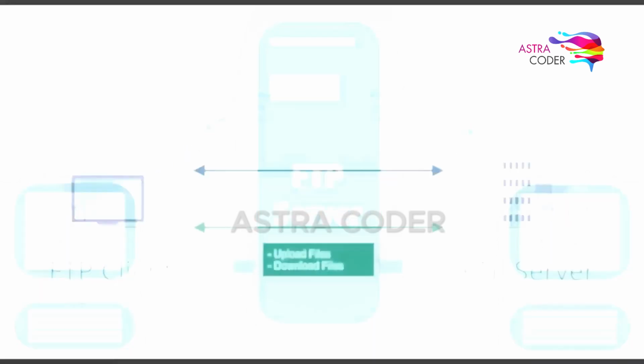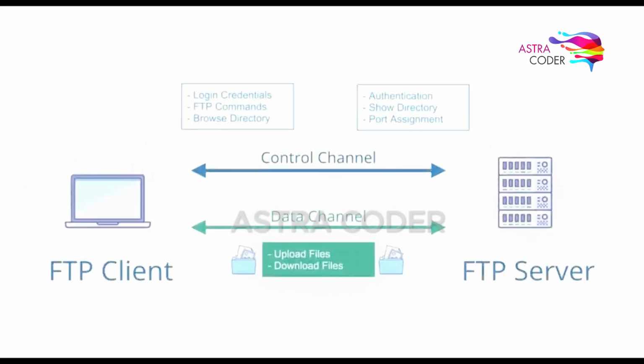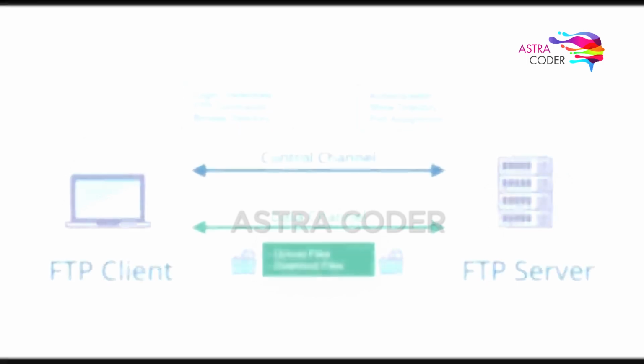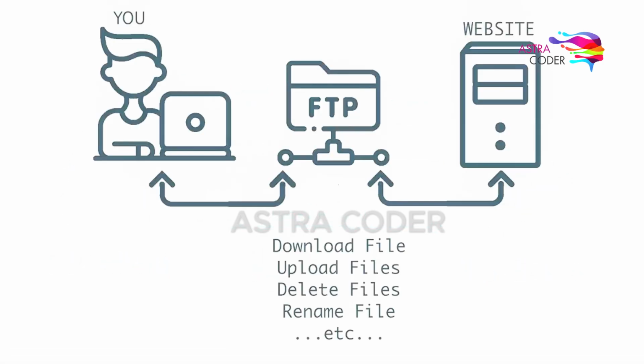FTP uses two channels for communication. Command channel, used by the client to send commands to the server, such as requesting files or directories. Data channel, used for actual file transfers. When a client requests a file, the server opens a data channel to transfer the file to the client. Clients can perform various actions on files using FTP, including downloading, uploading, editing, copying, and deleting files on the server.